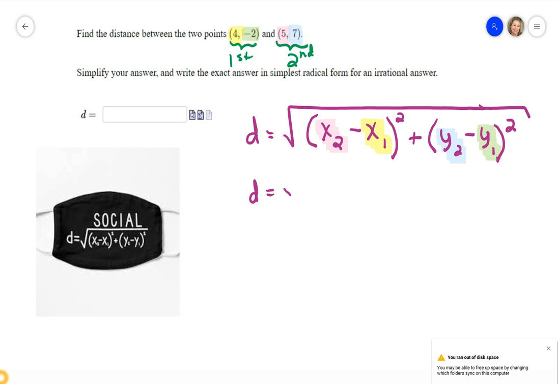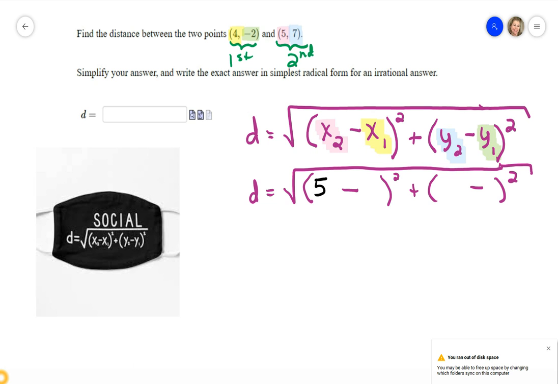So my distance formula will become this, and then I put in all the right numbers. Pink was the number 5. That is not a 5, April. 5 minus yellow is a 4. And over here, blue is a 7 minus green, which is a negative 2. Okay.